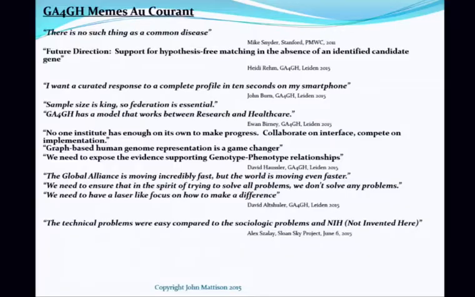Ewan said, sample size is king, so federation is essential, and the Alliance has a model that works between research and healthcare, and I'll come back to that with a construct for the plecosystem. David Haussler said, no one institute has enough on its own to make progress, collaborate on interface, compete on implementation. Graph-based human genome representation is a game changer. We need to expose the evidence supporting genotype-phenotype relationships.